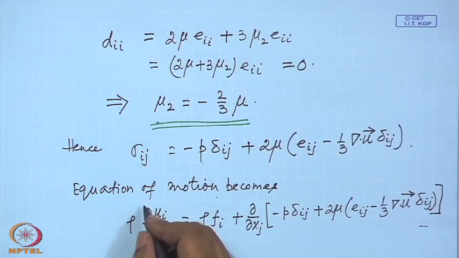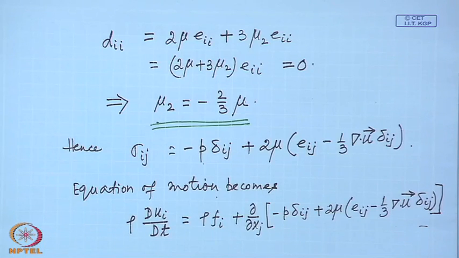The left hand side is of course the inertial force, which contains the local rate of change of momentum plus the convective transport of momentum. This material derivative is the sum of two: a local derivative, which is simply the partial derivative with respect to time, so that gives the local rate of change of momentum, and the remaining term u_j ∂u_i/∂x_j, that gives the convective transport of momentum, the way momentum is being convected.